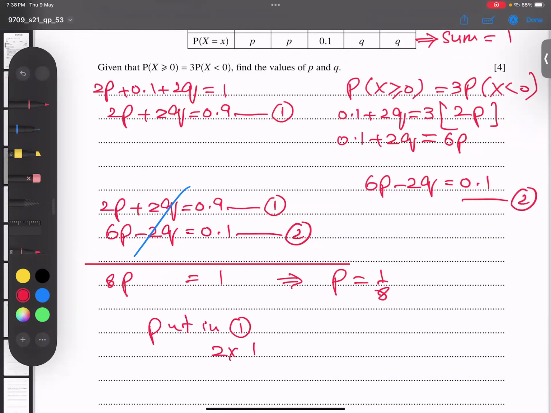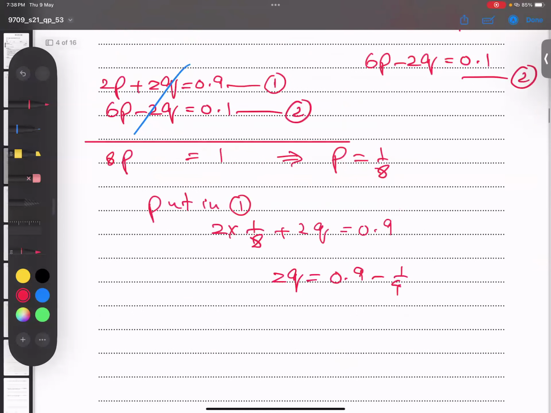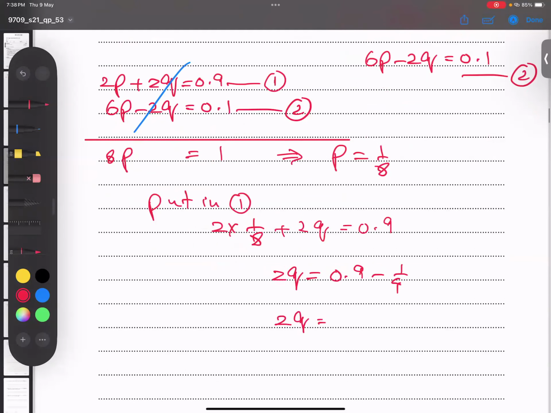So I got 2 times 1 over 8 plus 2Q is equal to 0.9. This becomes 1 by 4. So 2Q is equal to 0.9 minus 1 over 4, and then I check it. So 0.9 minus 1 over 4, whatever answer comes, divided by 2. Before it is 13 by 20, and after dividing, it becomes Q is equal to 13 over 40. So I believe the point is very clear. We got a P value and we got a Q value.